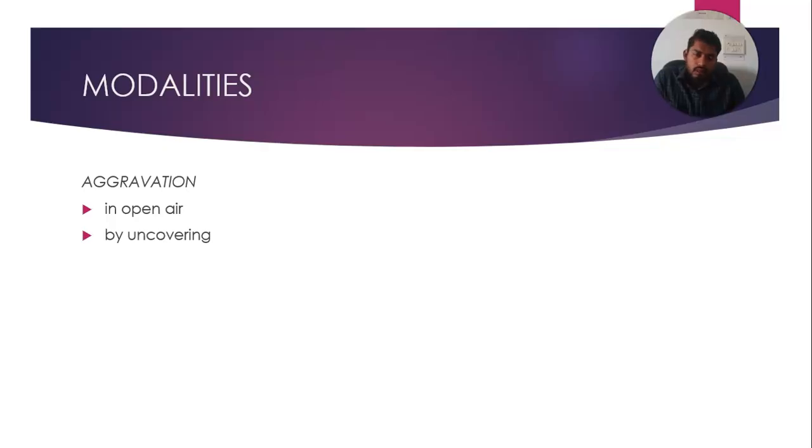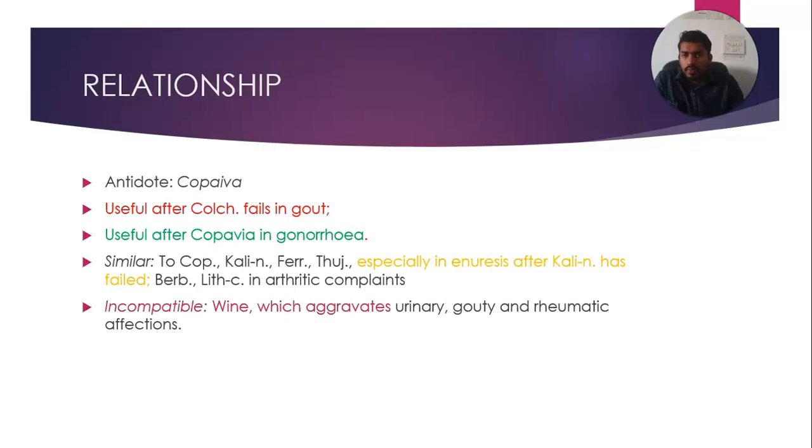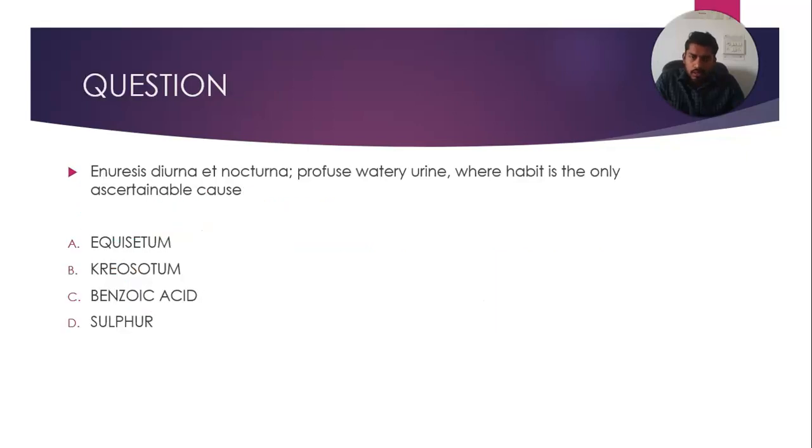So the modalities of benzoic acid are aggravation in open air and by uncovering. Okay, aggravation in open air and uncovering. In relationship, it is antidoted by copaiba, but it is useful after copaiba in gonorrhea. So in gonorrhea, you can give copaiba followed by benzoic acid. You can use benzoic acid after colchicum fails in gout. Okay, and wine aggravates the complaints of benzoic acid, something that you need to remember. In wine, you have cinchona, conium as well as alumina along with your wine aggravation list.